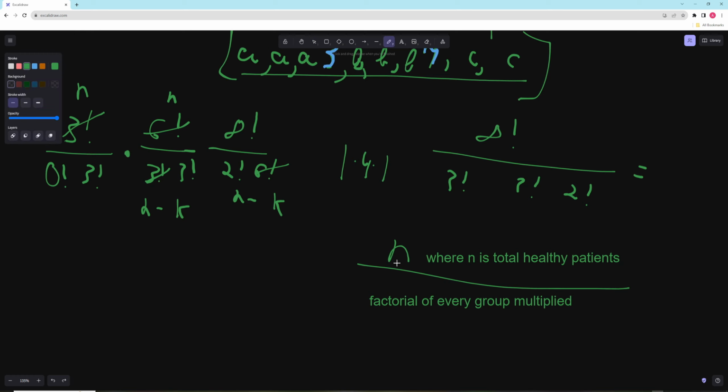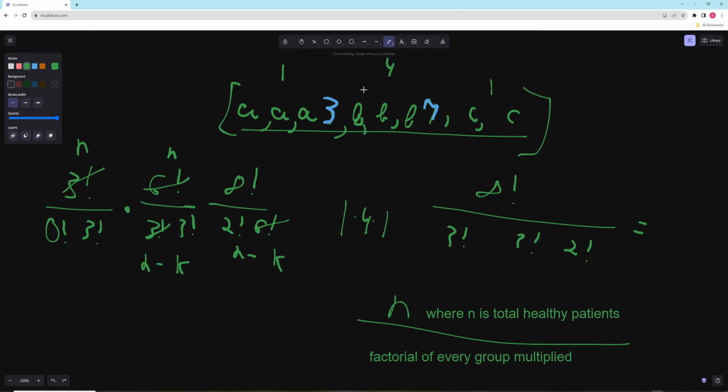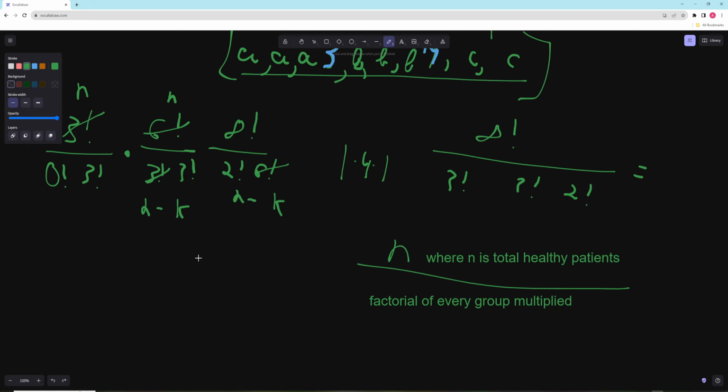And then remember, we're also multiplying that for every single group. We're also multiplying that by the number of combinations. So we can write that as well. So number of combinations for every group, right? We're going to have the numbers there. We're going to multiply all of those, and we're going to multiply this.